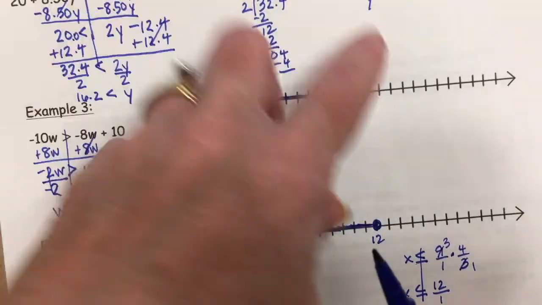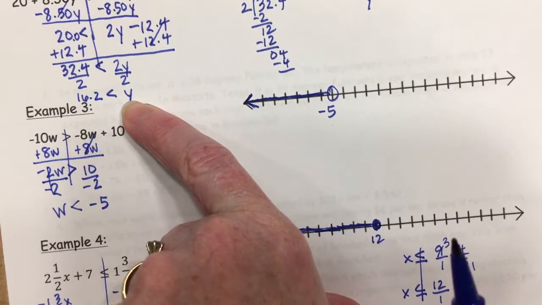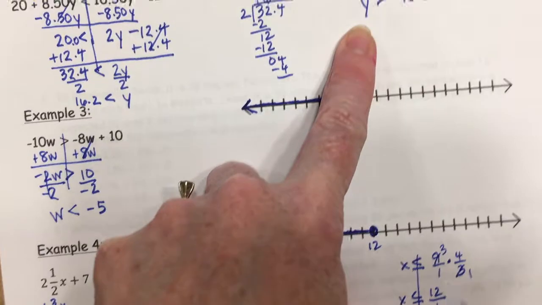The only other time you're going to see any flipping going on is when the variable is on the right side and you need to graph it, so you want to switch it to the left side.